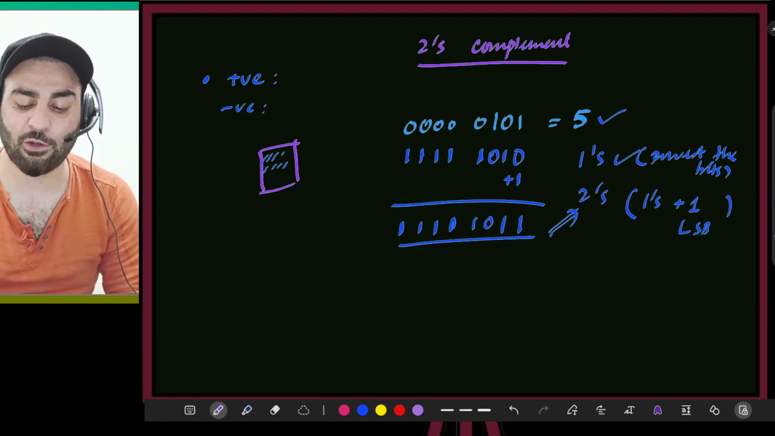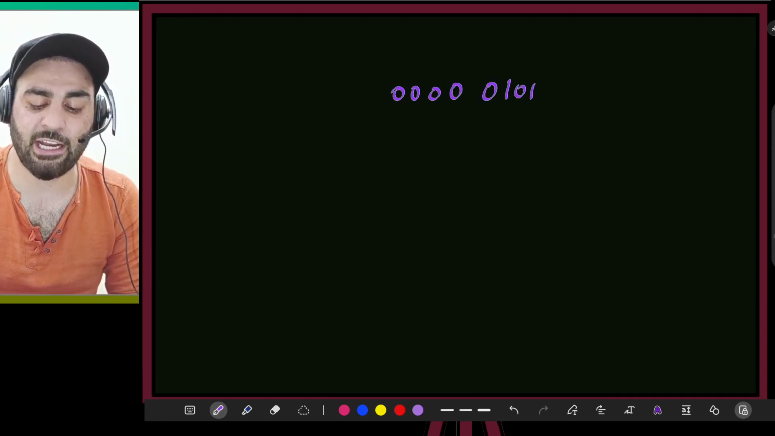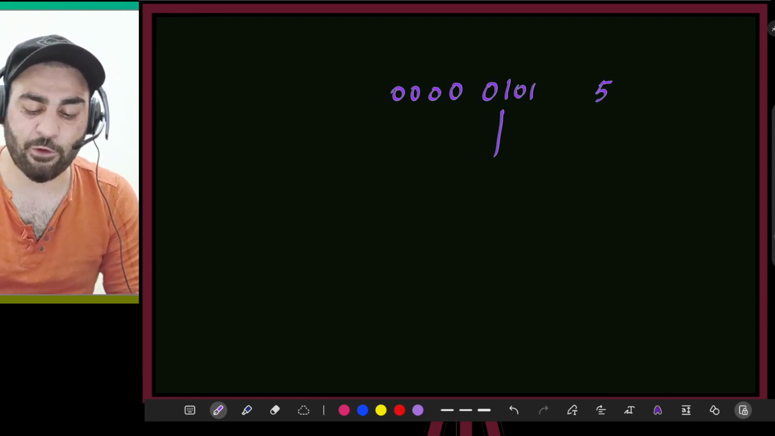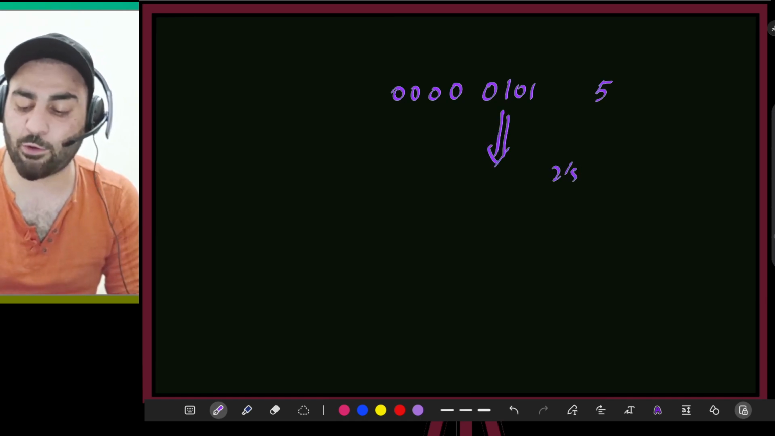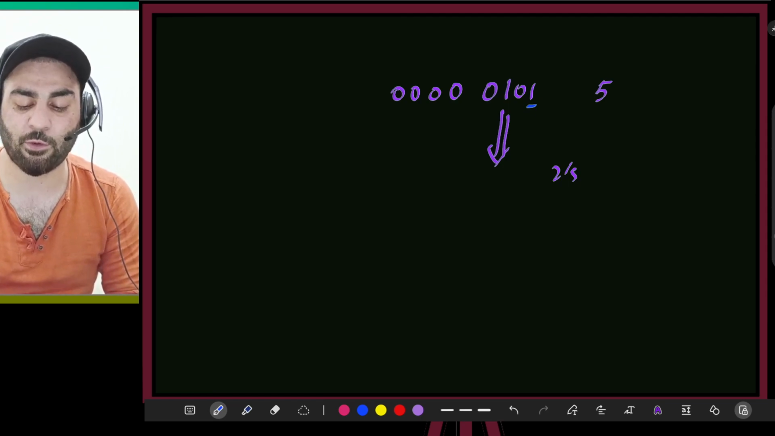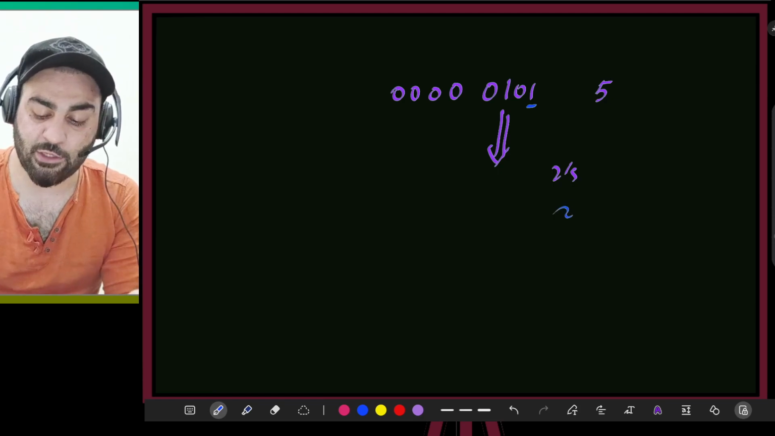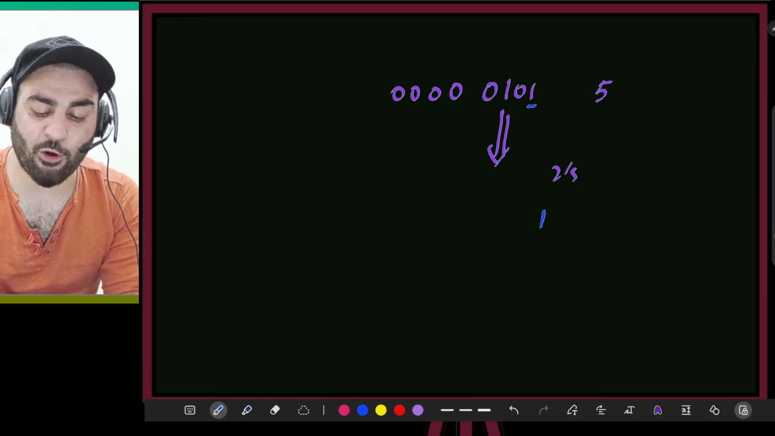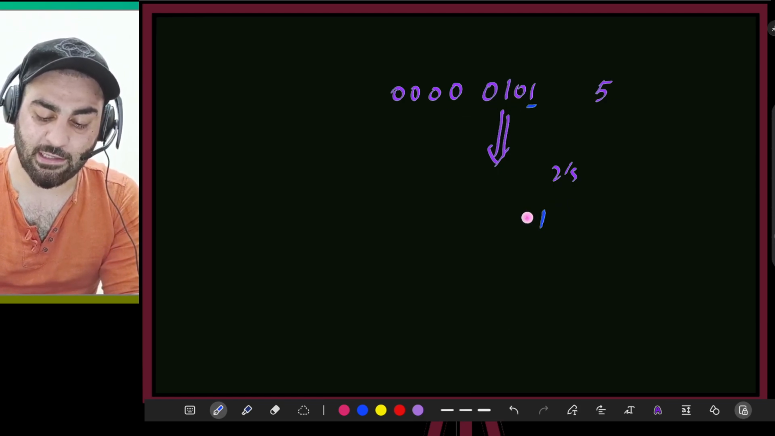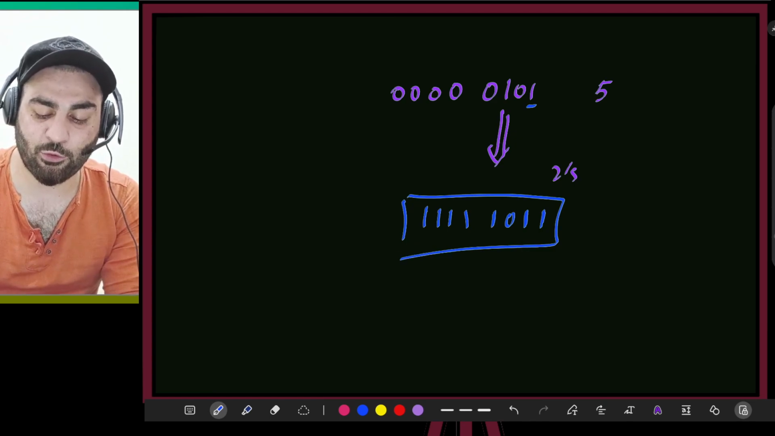I'll tell you a shortcut to go directly from binary to 2's complement. Let's suppose we had 1 0 1 0 0 0 0 0. This is the 8-bit representation of 5 in binary. If you directly want to go to 2's complement, see where you got the first bit. This is the first, least significant one. Just copy that as it is, and invert all the bits after it. This is then 1, this is then 0, and then 1 1 1 1 1, something like this. You directly go to the 2's complement representation.